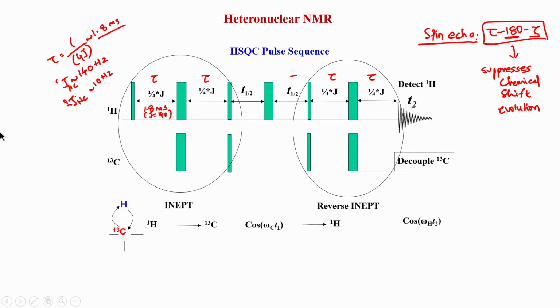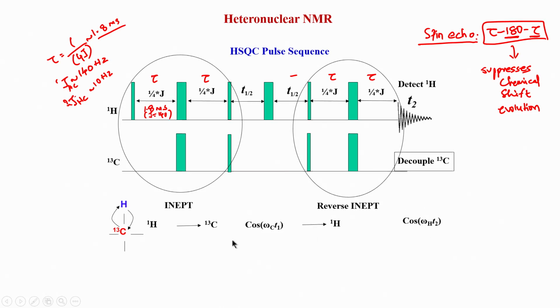The magnetization which we started from here has gone to carbon and come back to proton. It is now available for detection, and that is detected as cosine omega H T2, because this is during T2. During that period we decouple proton from carbon because J coupling is present, so this should not split into 2 because of J coupling.